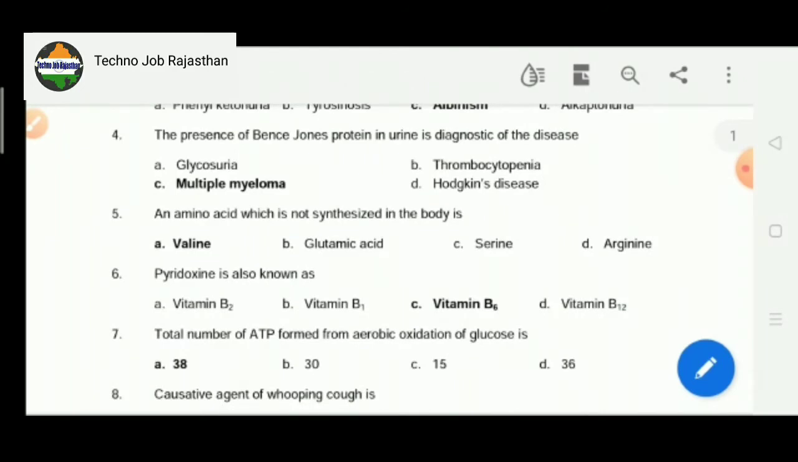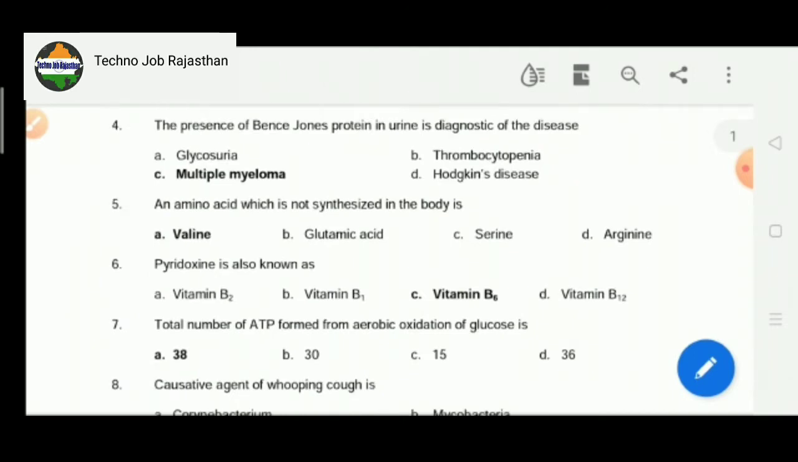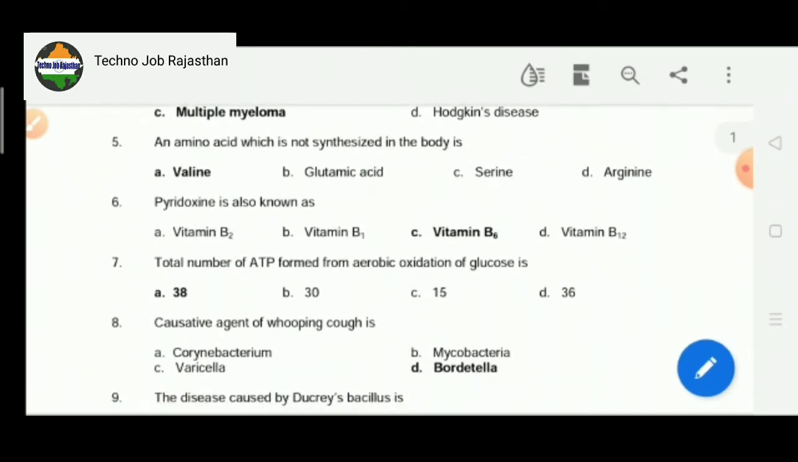Question number 6: pyridoxine is known as option A vitamin B2, option B vitamin B1, option C vitamin B6 and option D vitamin B12. So the correct answer is option C, that is vitamin B6.